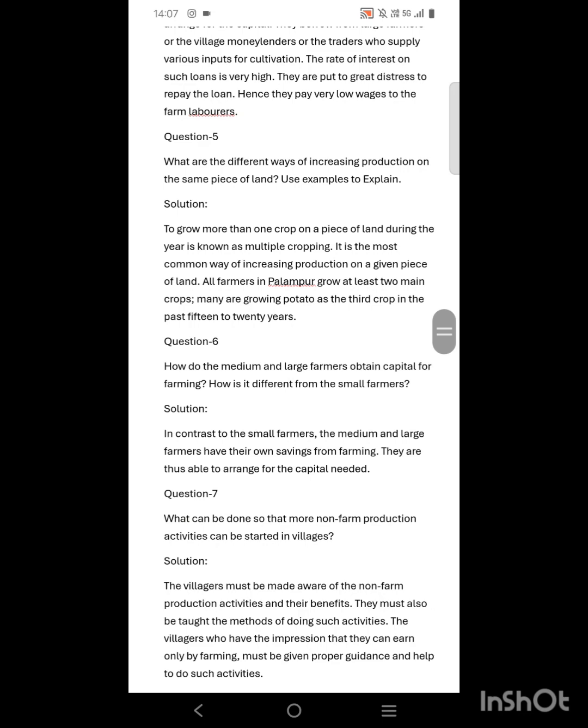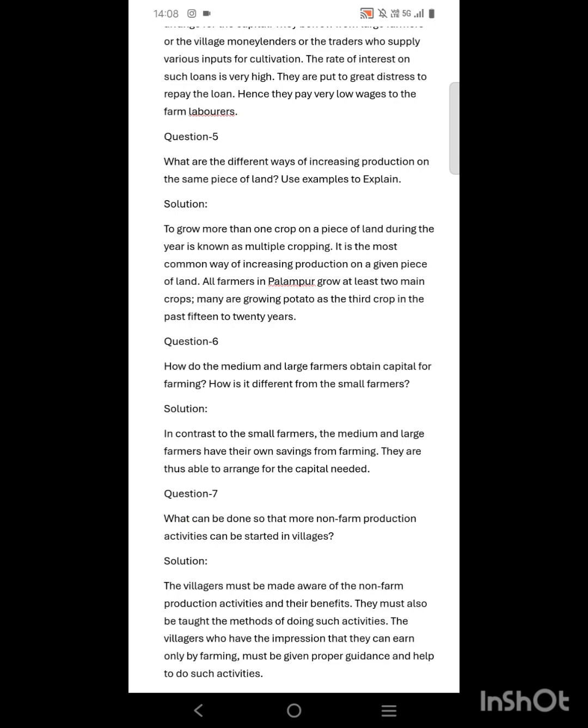Number 5. What are the different ways to increase production on the same piece of land? Use examples to explain. To grow more than one crop on a piece of land during the year is known as multiple cropping. It is the most common way of increasing production on a given piece of land. All farmers in Palampur grow at least two main crops. Many are growing potato as the third crop in the past 15 or 20 years.